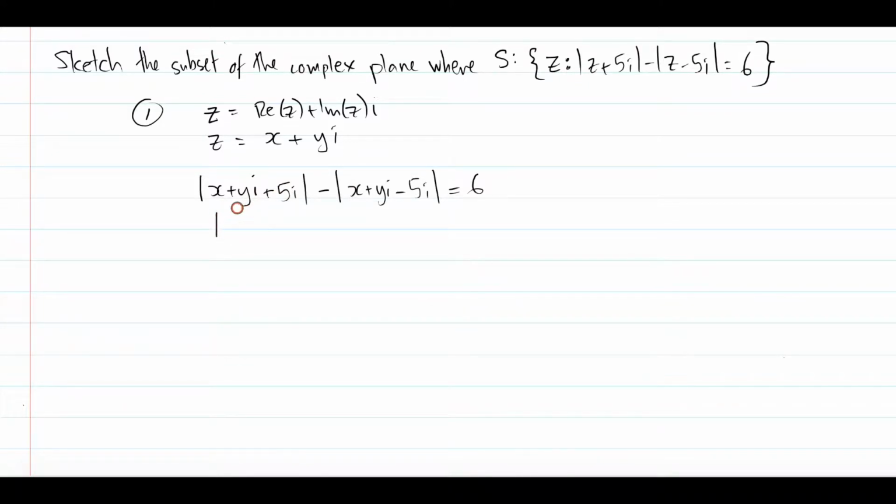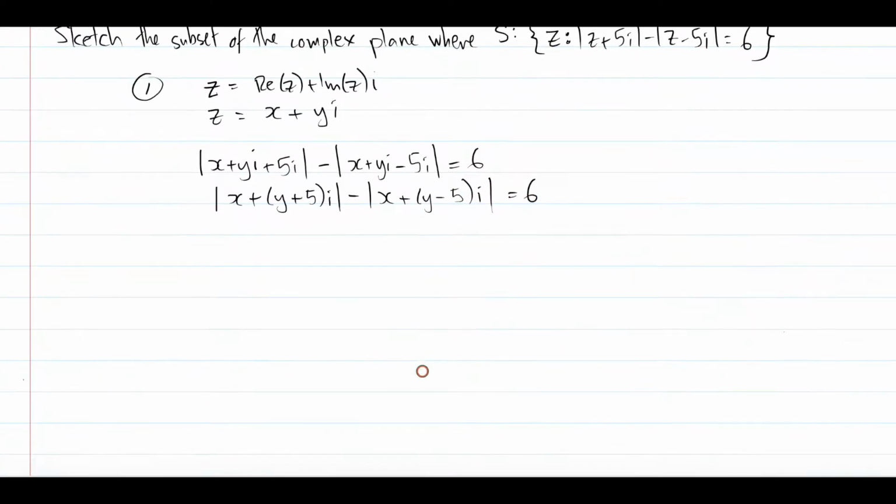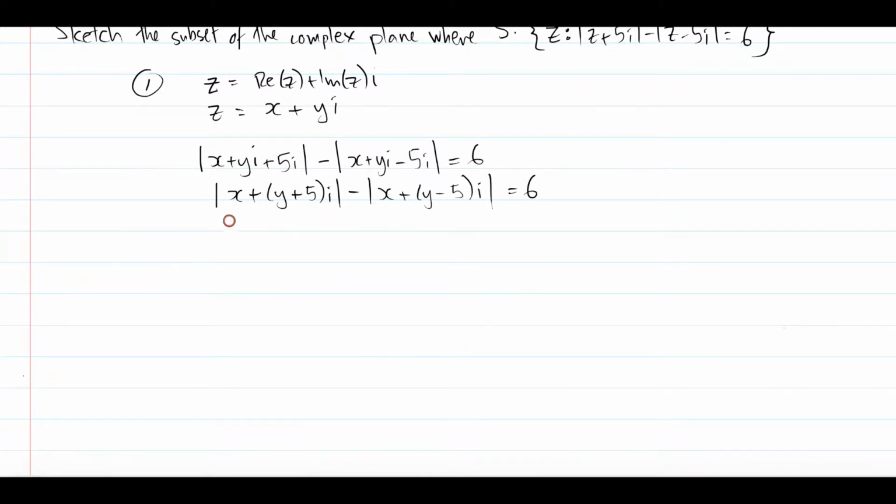Okay, and then afterwards you group the real component and the imaginary component together. You have x by itself, y + 5i, minus x once again by itself, y - 5i equals 6. Okay, so when we're up to that point, when you're trying to find the mod of a complex number, let's just say z was 1 + 5i, what I would do is I square the real component, and then I also square the imaginary component. Then I add them together and root them afterwards.